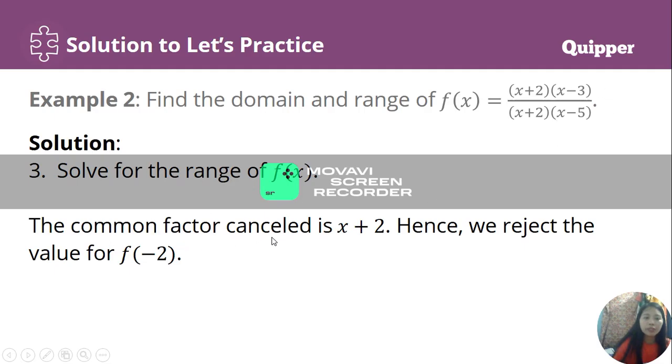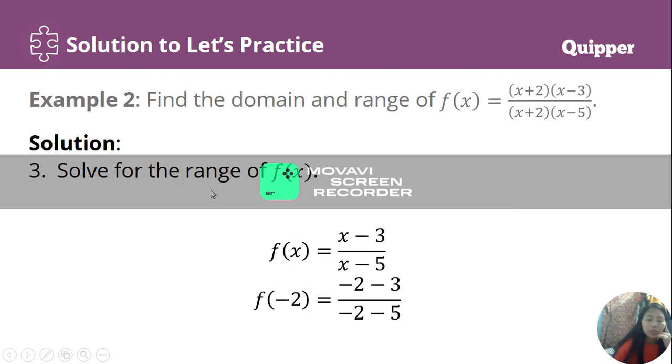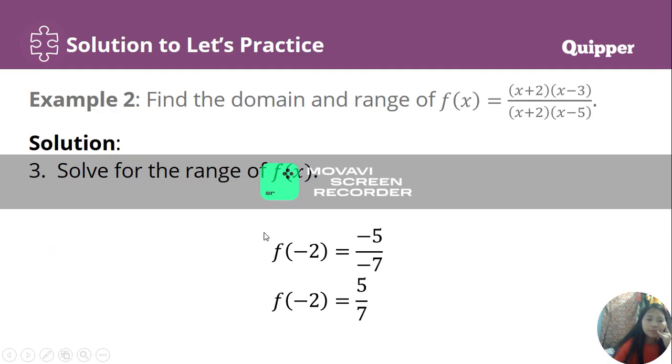The common factor cancelled is x plus 2. Hence, we reject the value for f of negative 2. So we will use negative 2. Then solve for the range. We will substitute negative 2. Where did I get negative 2? From the x plus 2 that we cancelled. So x plus 2, the value of x is negative 2, just equate it to 0.